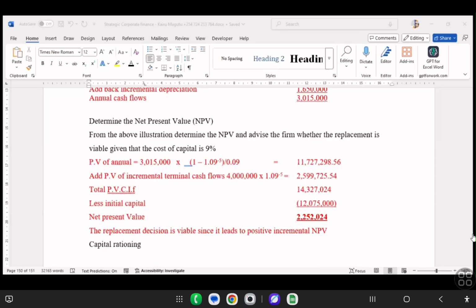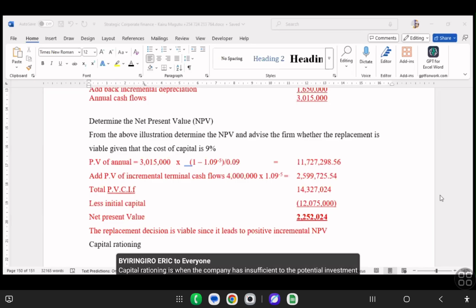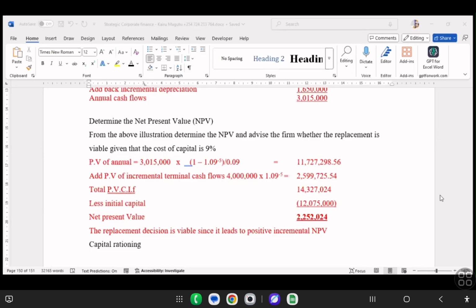So the question is, what is capital rationing? We have different arguments that people are writing. Allocating insufficient funds to the most viable project. The other one is sufficient fund to invest in projects. Choosing the best project to undertake according to the available funds. Capital rationing is when the company has insufficient funds for the potential investment. Yeah, you are all giving the same argument, which is correct.